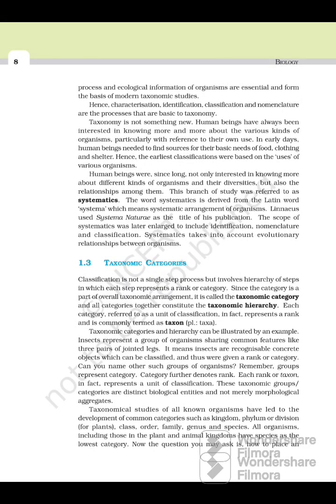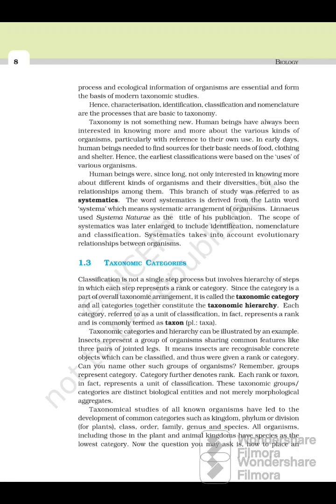Taxonomic categories. Topic 1.2. Classification is not a single step process but involves hierarchy of steps in which each step represents a rank or category. Since the category is a part of overall taxonomic arrangement, it is called the taxonomic category, and all categories together constitute the taxonomic hierarchy. Each category, referred to as a unit of classification, in fact, represents a rank and is commonly termed as taxon (plural: taxa).